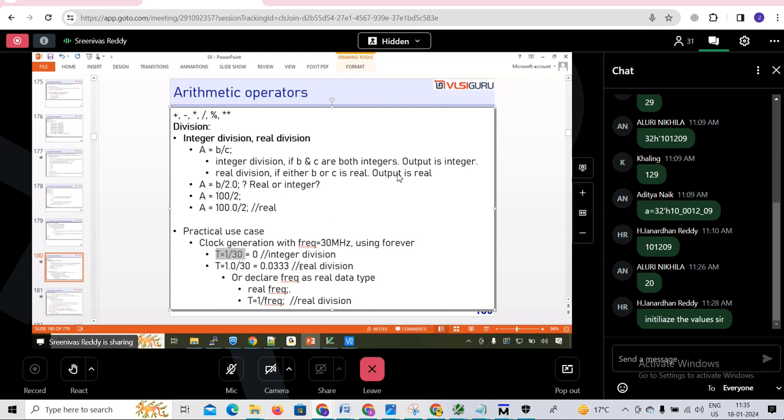See, you may think both of them are same. 1 by 30, 1.0 by 30. What is the difference? Or just for avoiding confusion, you should write 30.0. You may ask, what is the difference? The difference is, in one case you are using 1 by 30, in one case you are using 1 by 30.0. The first one becomes integer division. Because it is integer division, output will come as an integer, the nearest integer. This will come as a real number. Or otherwise declare frequency as a real number and do 1 by frequency, it will become real division. Either numerator or denominator should be a real number.